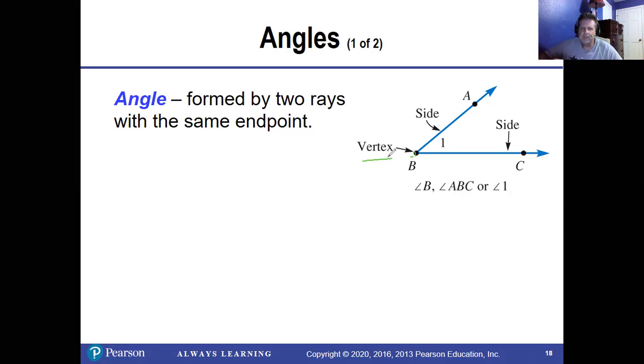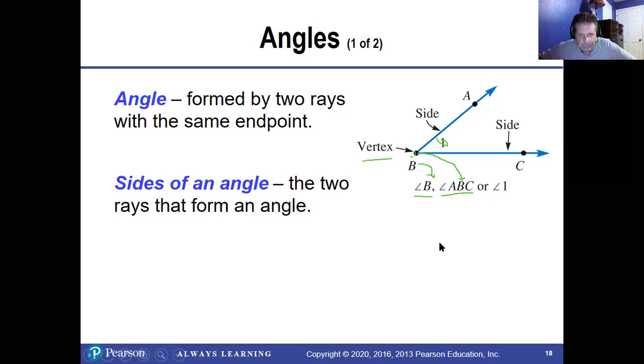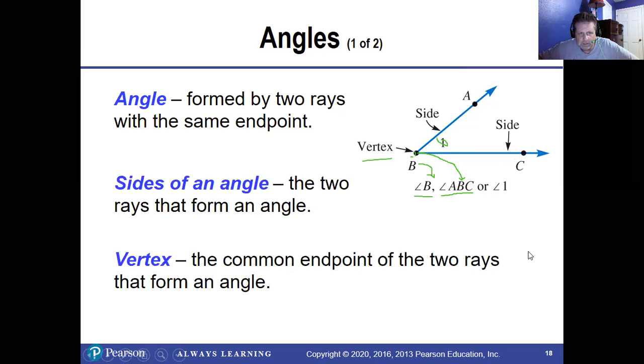Okay, you have 2 sides. Okay, so you have a vertex. Okay, you have the sides. And look at all the ways we can name an angle. Here's angle B. Notice it has to be the vertex. Then we have angle ABC, 3 letters. So either 1 letter or 3 letters, but it's very important that you know the vertex has to be the middle letter. Okay, and then you have sometimes a number inside here, and that would be angle 1. Okay, so all of those are different ways we say angles. Sides of an angle are the 2 rays, and the vertex is the common point. Okay?